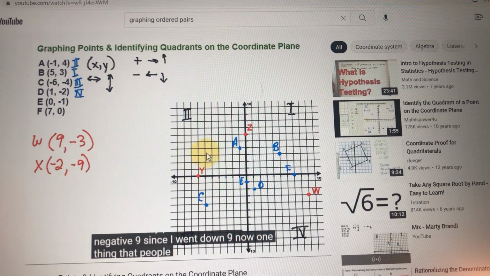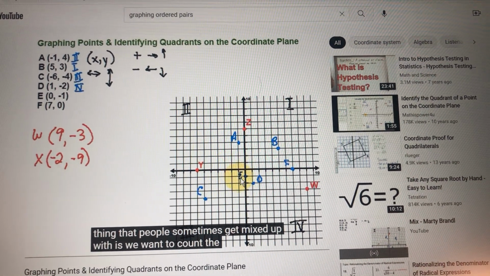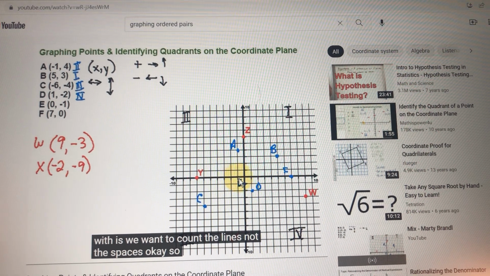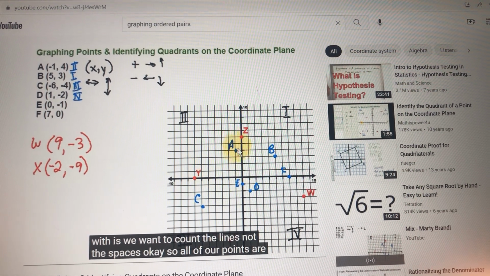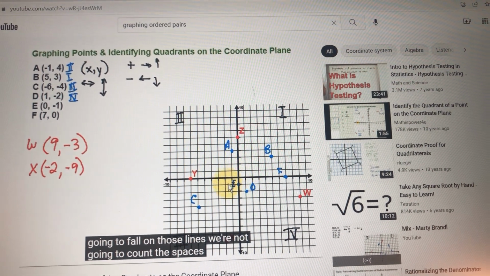Now, one thing that people sometimes get mixed up with is we want to count the lines, not the spaces. Okay? So all of our points are going to fall on those lines. We're not going to count the spaces.